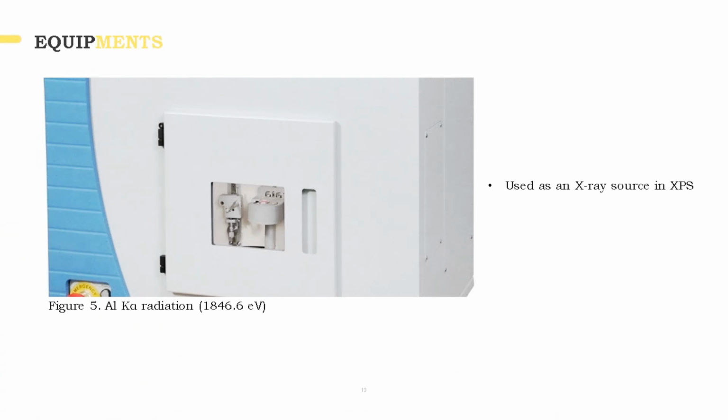Fourth, we have the X-ray photoelectron spectroscope with an aluminum K-alpha radiation of 1846.6 eV. It is used as an X-ray source in XPS. Fifth is the Gaussian components. It is used to determine the peak deconvolution of the XPS data.